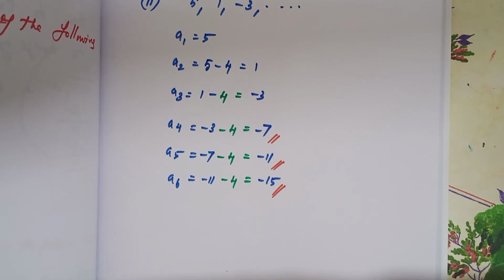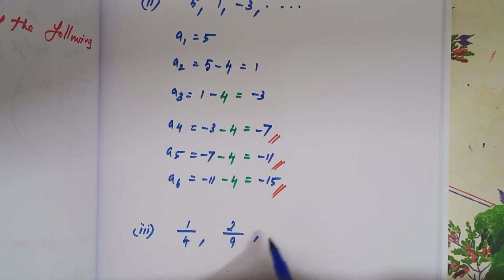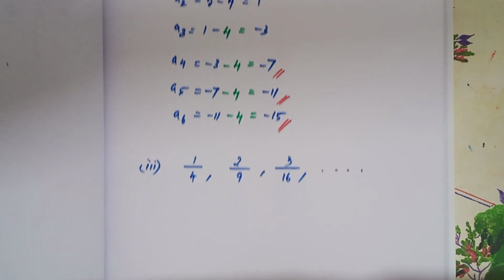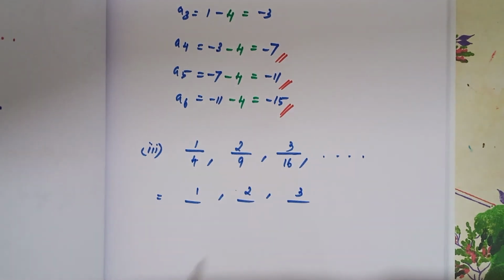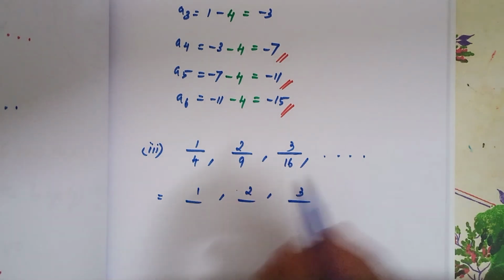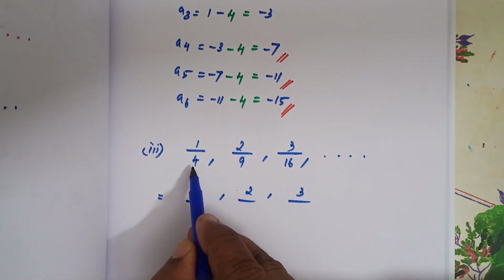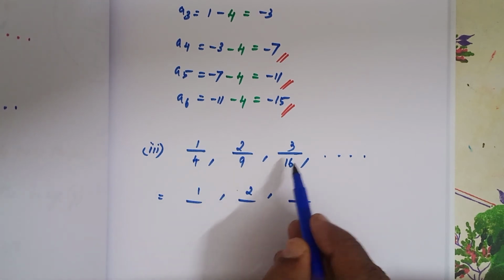Now subdivision number 3. What is given? 1 by 4, 2 by 9, 3 by 16. Slightly different from first and second subdivision. See, 1, 2, 3. I write the numerator as it is. First term numerator is 1. Second term numerator is 2. Third term numerator is 3. So nth term numerator is n. Denominator, that is 2 square. This one is 3 square. This one is 4 square.